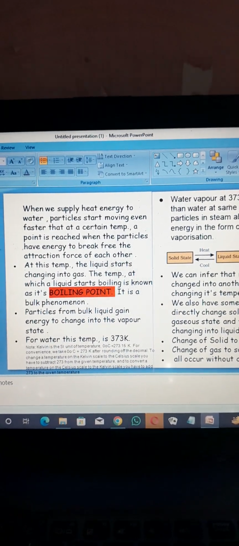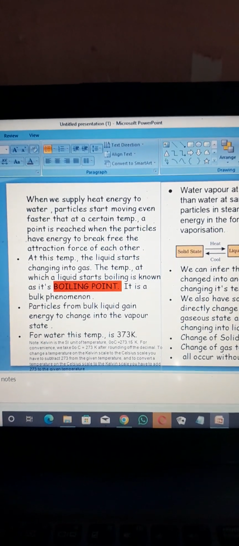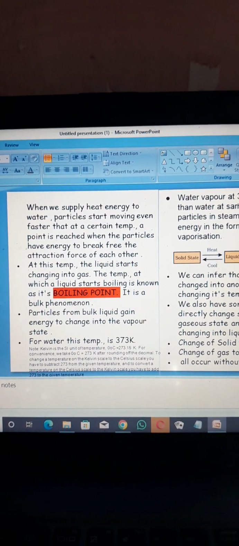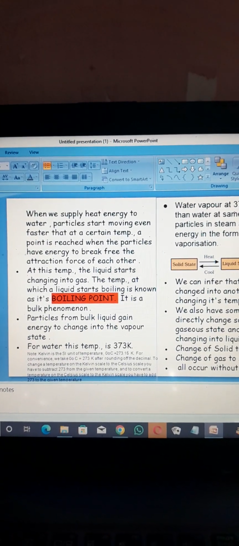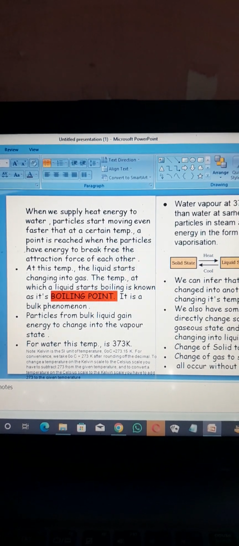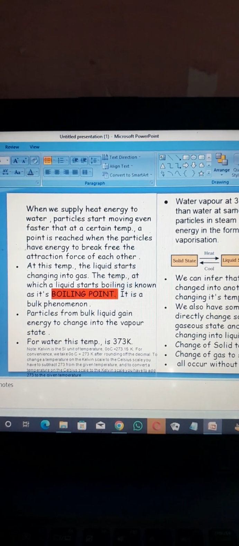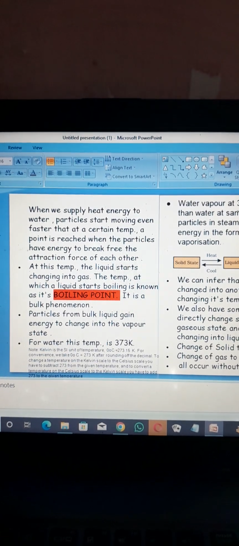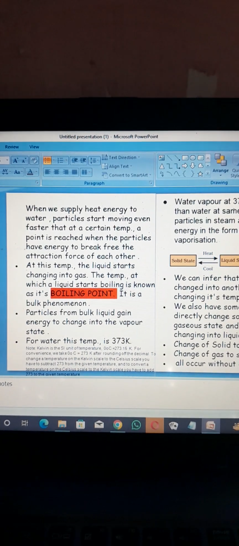When you supply heat energy to water, particles start moving even faster, and at a certain temperature a point is reached. Understand, my dear children? If you do not understand, if you have any query, then you can put your query in my comment box. I will clarify. When the particles have enough energy to break free of the attraction force of each other, at this temperature the liquid starts changing into gas. The temperature at which a liquid starts boiling is known as the boiling point. The temperature at which water starts boiling is known as the boiling point.